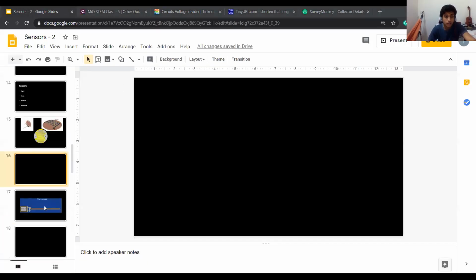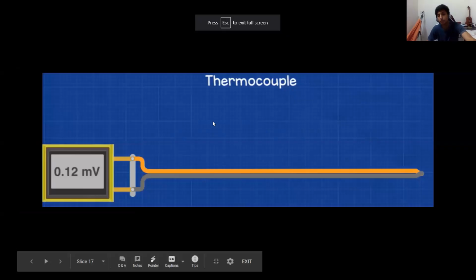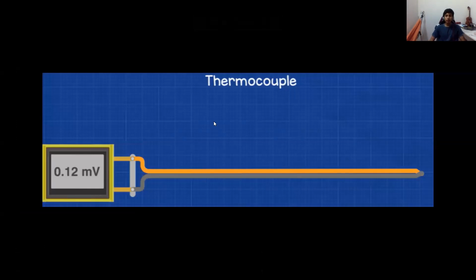So the next thing is something called a thermocouple. A thermocouple is something that is used to measure temperature. It's written on the board: thermocouple. RTD will come next.